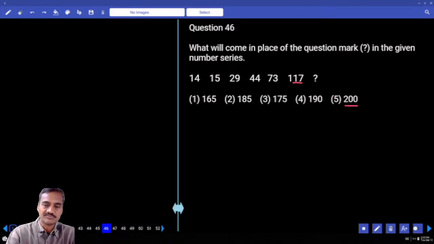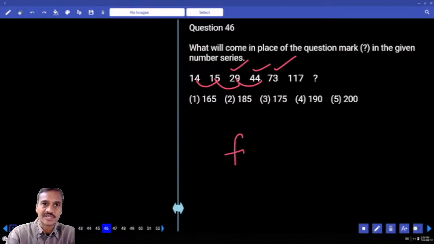117, highest number 200, not at least double. Again go for difference. Difference is చెప్పాలి ఇక్కడ 5, 15 and 29, and 15 and 29, 14, and 29 and 44. Now 14 plus 15, 29. Now here the difference is 1, right? 1. Ikkada difference enta em cheppandi? 15. Now here 14 plus 15, 29. 15 plus 29, 44. 29 plus 44, 73.